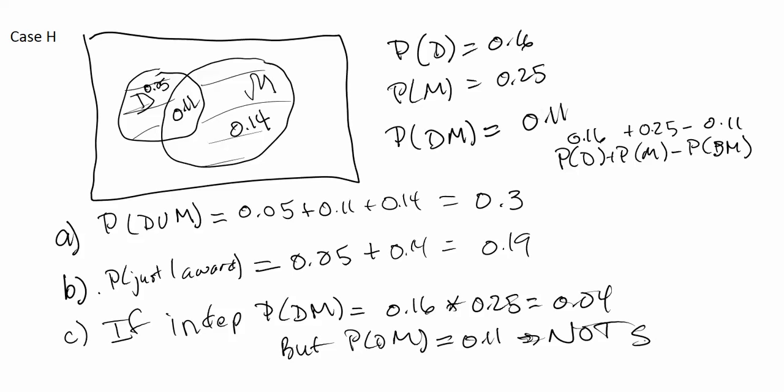not statistically independent. Not statistically independent, because if it was statistically independent, the probability of the overlap could be calculated by multiplying the two probabilities together, but that's not the case. We actually have a very different probability, so they are linked.